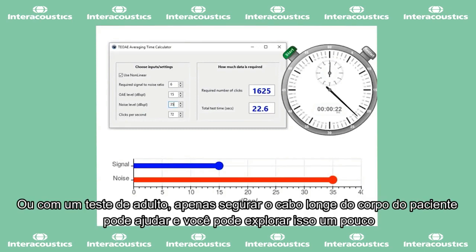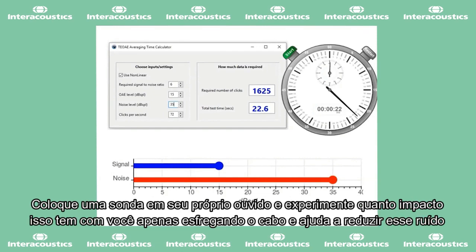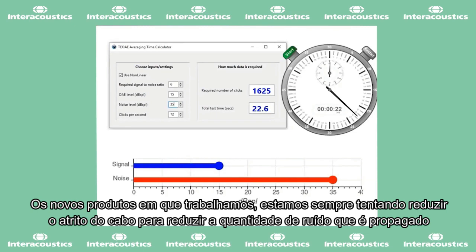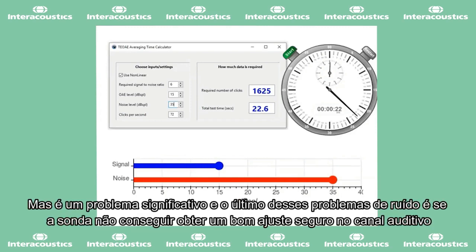Or with an adult test, just holding the cable away from the patient's body can help. And you can explore this a little yourselves. Put a probe in your own ear and experiment with how much impact it has with you just rubbing the cable, and how to reduce that noise. And in the new products we work on, we're always trying to reduce the friction on the cable casings to reduce the amount of noise that's propagated. But it is a significant issue.